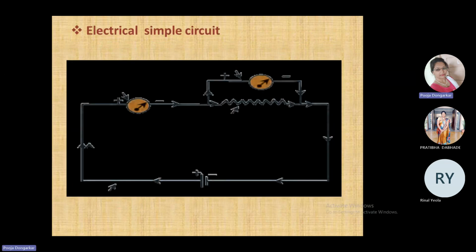Now see this simple circuit. This is the voltage source, this is the voltmeter and this is the ammeter. This is the current flow shown by the arrow. These are the instruments, and these are the resistors, and this is the supply. The flowing arrows show the electron flow in the circuit.